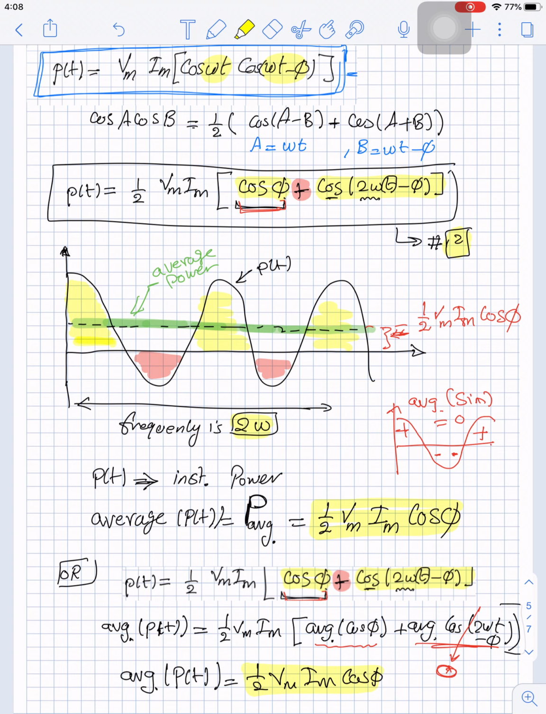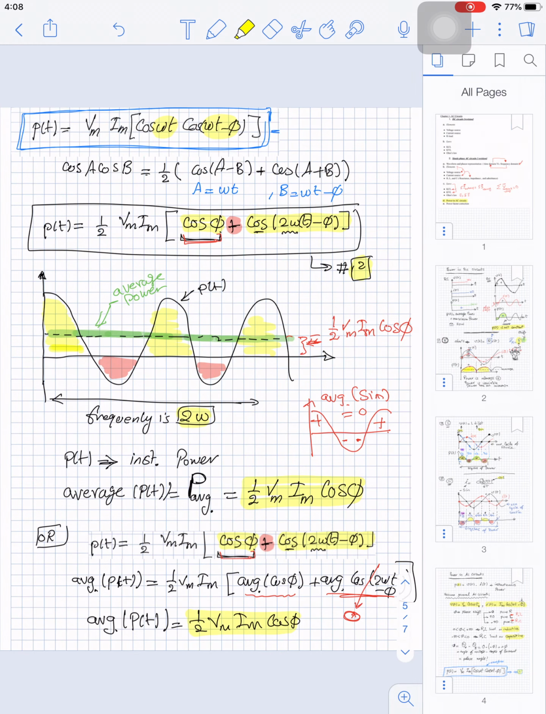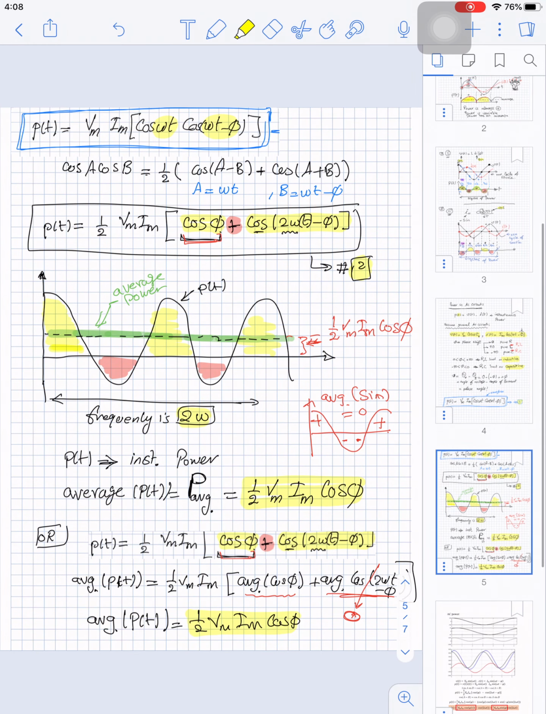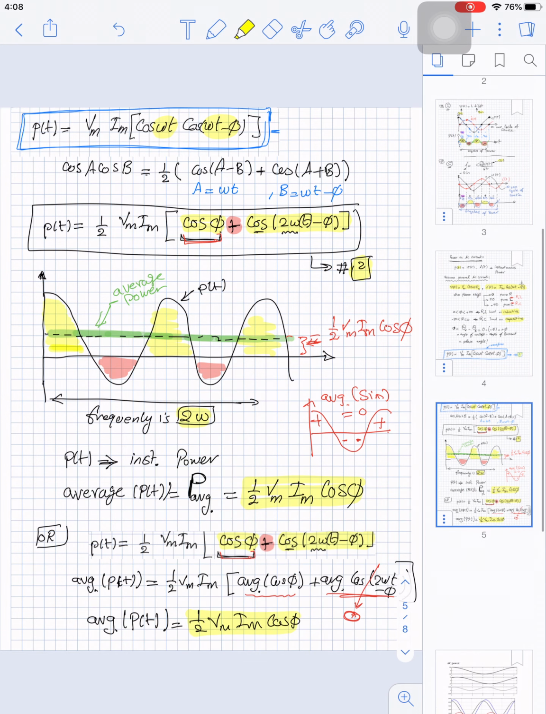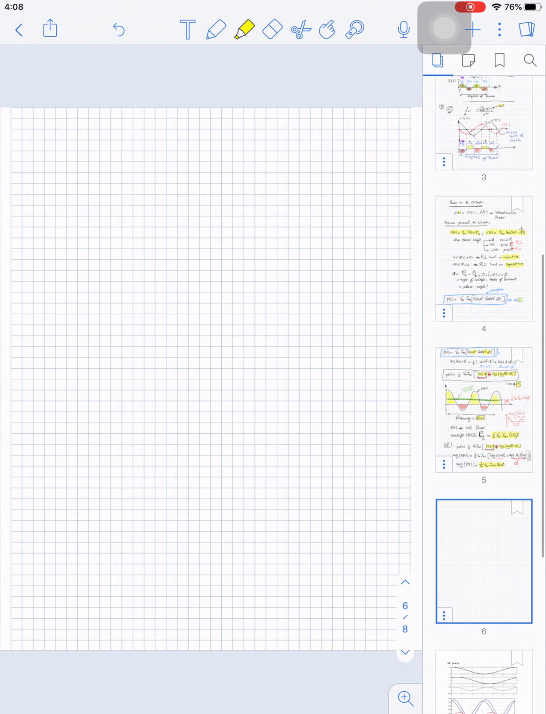This is what you pay for at your home. You pay for kilowatt hour. So what is your kilowatt hour? It is your average power multiplied by the time of consumption. So we care about the average. Here we have two types of power. One is called the instantaneous power, and the other one is called the average power. So let's write down this important power. P average equals half V max I max cos phi.